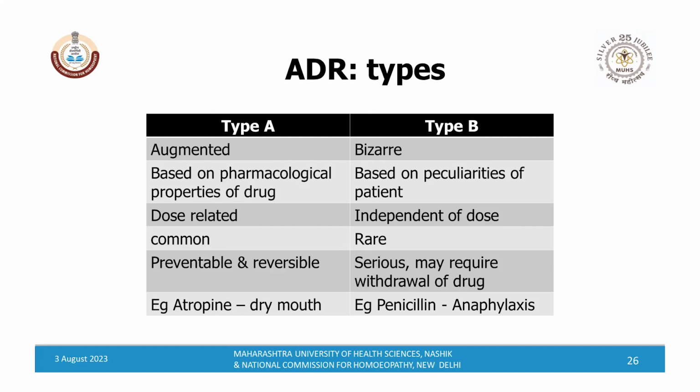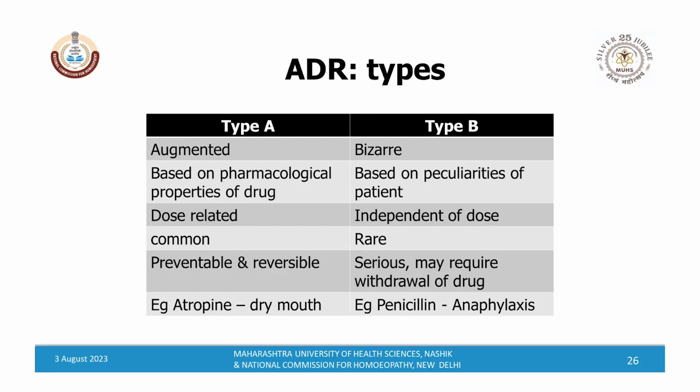While on the other hand, penicillin, which is an antibiotic, can produce anaphylaxis. Now anaphylaxis is a very, very severe type of allergic reaction. This reaction to penicillin is not because of an extension of its pharmacological action. Some patients would suffer from it, some won't. So it's very patient specific. So allergic reactions would definitely fall into type B adverse drug reaction.